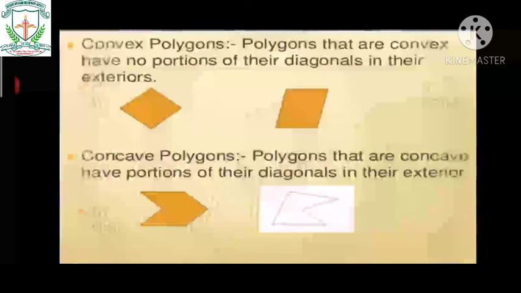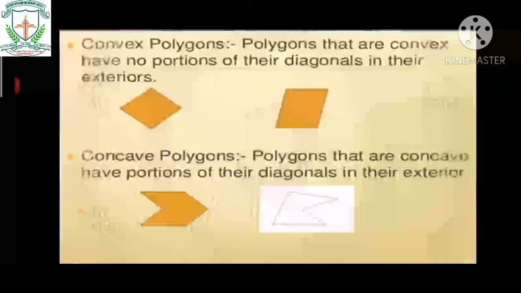In these polygons, all the angles must be less than 180 degrees, or we can say polygons that are convex have no portion of their diagonals in their exteriors. For example, you can see in two figures.